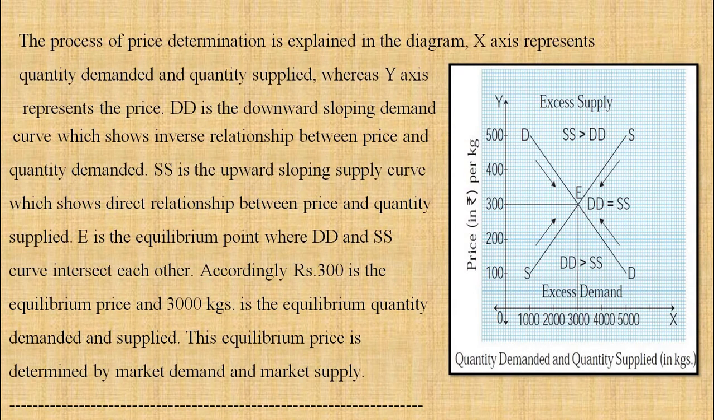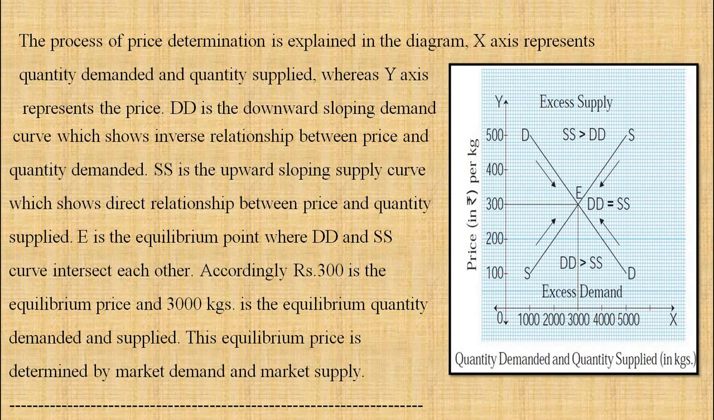Let us understand the diagram. The process of price determination is explained in the diagram. X-axis represents the quantity demanded and quantity supplied, and Y-axis represents price. DD is the downward sloping demand curve, which shows the inverse relationship between price and quantity demanded, and SS is the upward sloping supply curve, which shows the direct relationship between price and quantity supplied. E is the equilibrium point where the demand curve and supply curve intersect each other. So accordingly 300 is the equilibrium price and 3000 is the equilibrium quantity demanded and supplied.